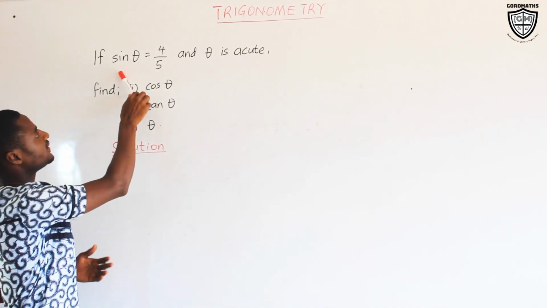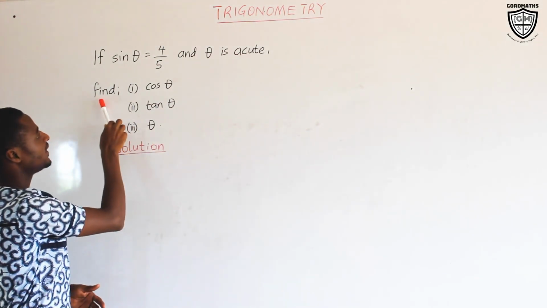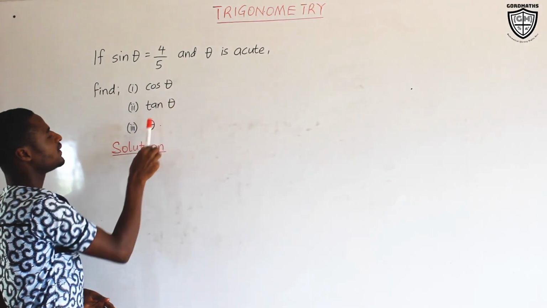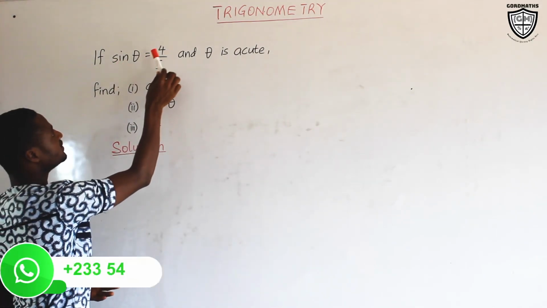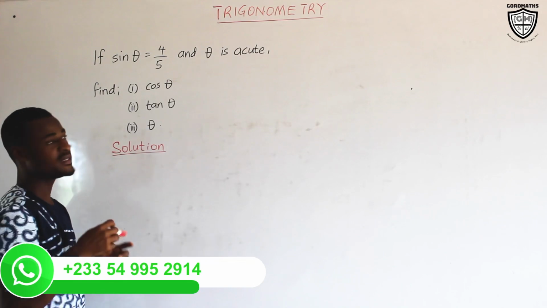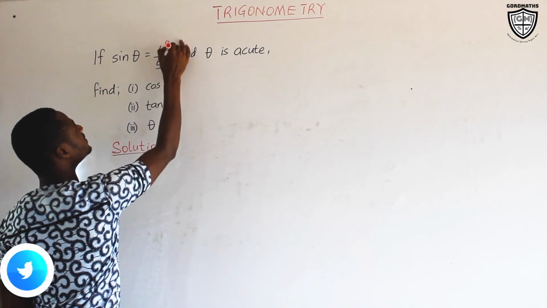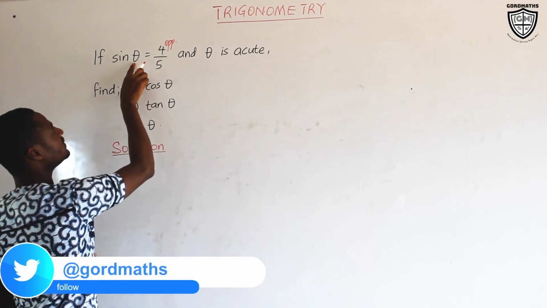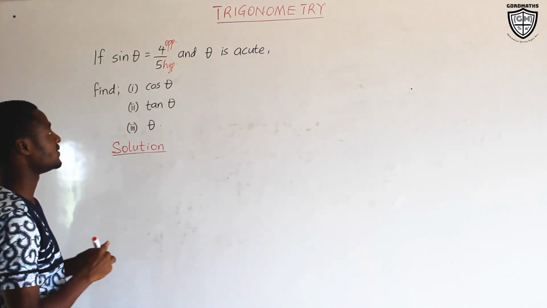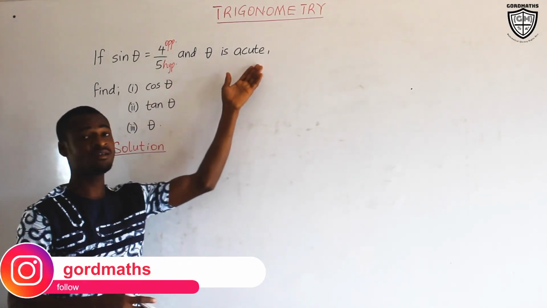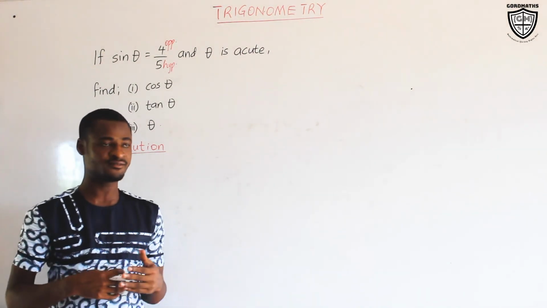Now, if sine theta is equal to 4 on 5 and theta is acute, we want to find cos theta, tan theta, and the value of the angle theta. So if sine theta is equal to 4 on 5, then it means that in that right angle triangle, the opposite to the angle theta is 4, and then the hypotenuse in that triangle is 5. Theta is acute means that theta is less than 90 degrees.